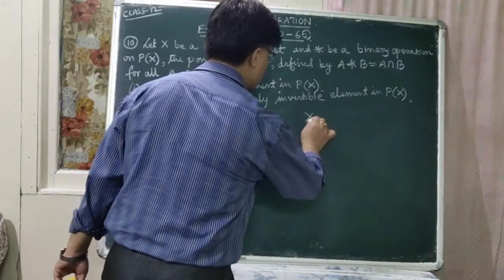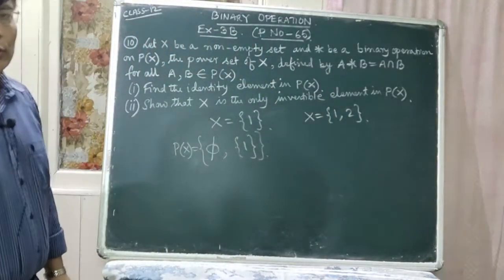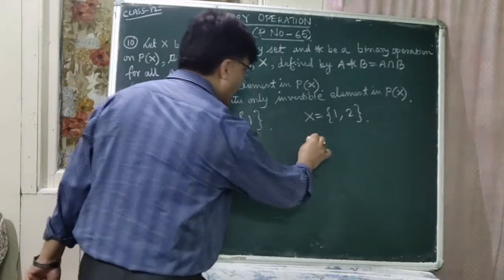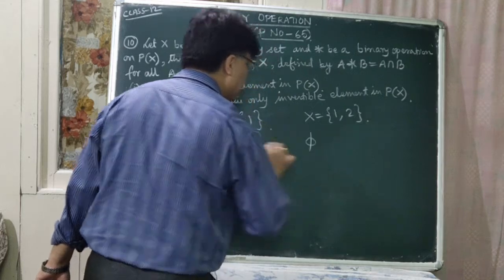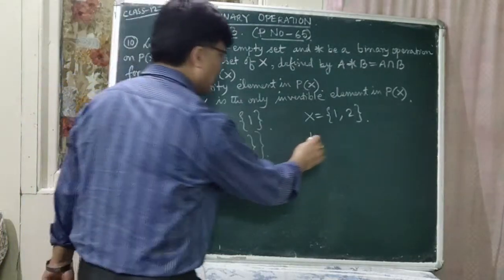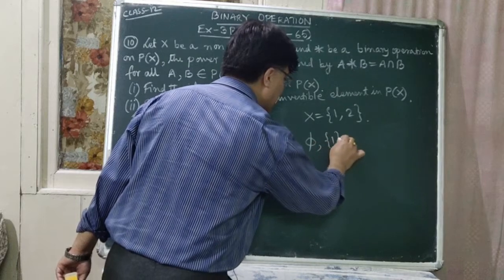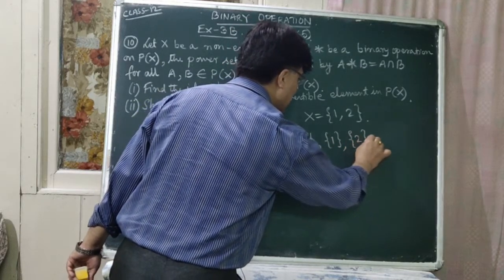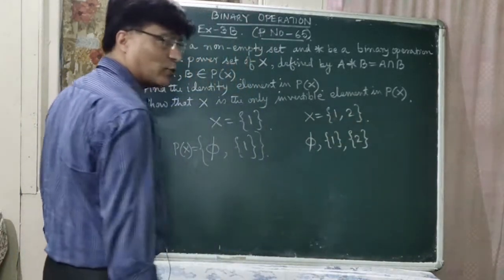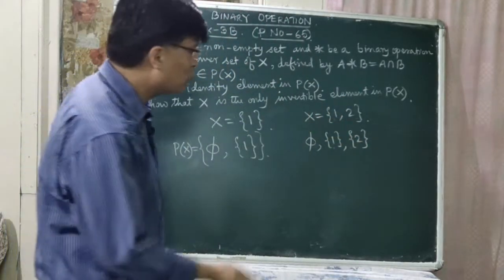Suppose you have a set X = {1, 2}. What are the possible subsets of this set X? One is phi, because the empty set is a subset of every set. The others you have to take individually. Within curly brackets you can write {1}, and within curly brackets you can write {2}. The set {1} is a subset of the set {1, 2}, and {2} is also a subset of {1, 2}.